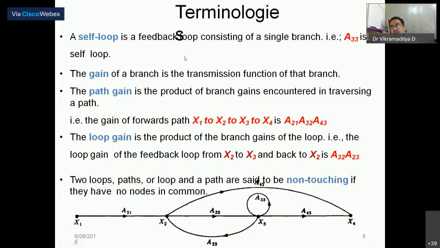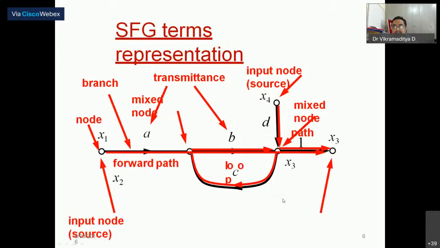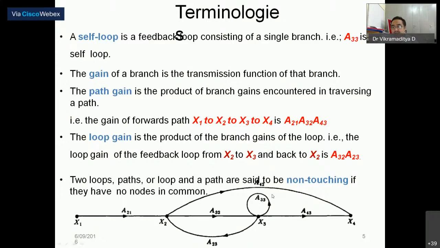I have given you a definition. What is a self loop? It is a feedback loop consisting of a single branch, that is a33. In this case, you can see a33 is the self loop.